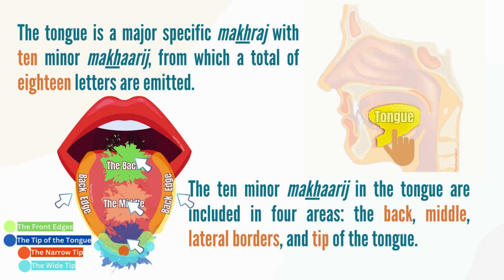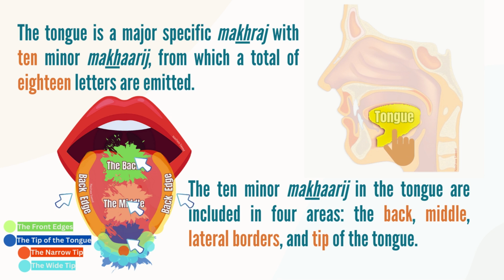Before starting, we have just to clarify one small thing: in this demonstration of the makharij, we are following the path of exhaled breath. It starts by exiting the lungs, then passes through the throat, continues through the oral cavity, and finally exits through the lips. The tongue is a major specific makhraj with 10 minor makharij from which a total of 18 letters are emitted.